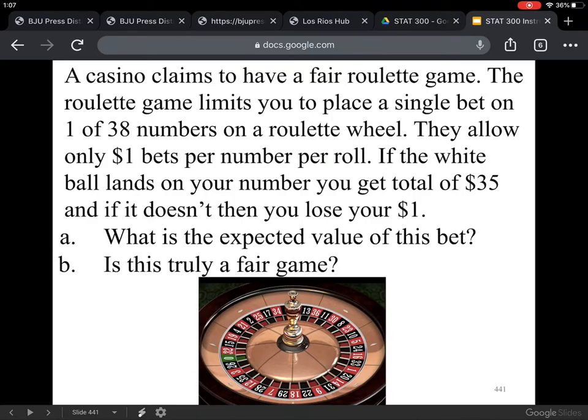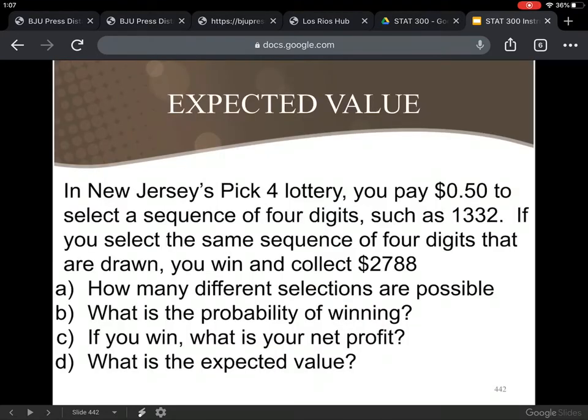And then this last part, I'm not going to create a table, but I'm going to actually ask you to figure out what the probability is as well. Okay? So here it is, parts A through D need to be answered. In New Jersey's Pick 4 lottery, you pay 50 cents. Now that's a little bit different now. That's why I have this exercise here. You pay 50 cents. That means you're not going to get your 50 cents back. You have to pay to play the game.